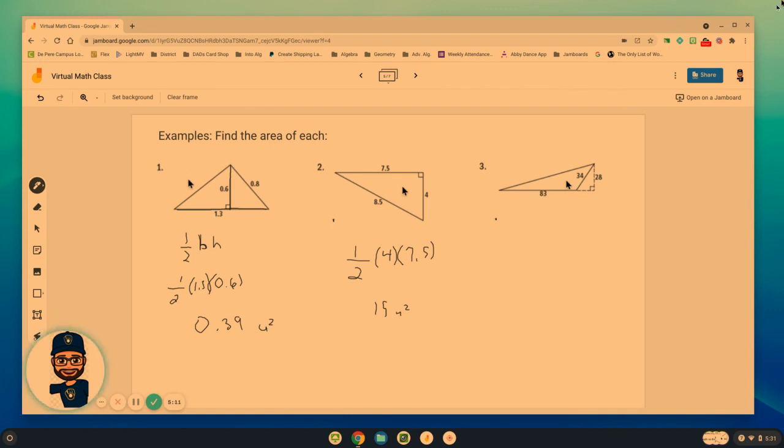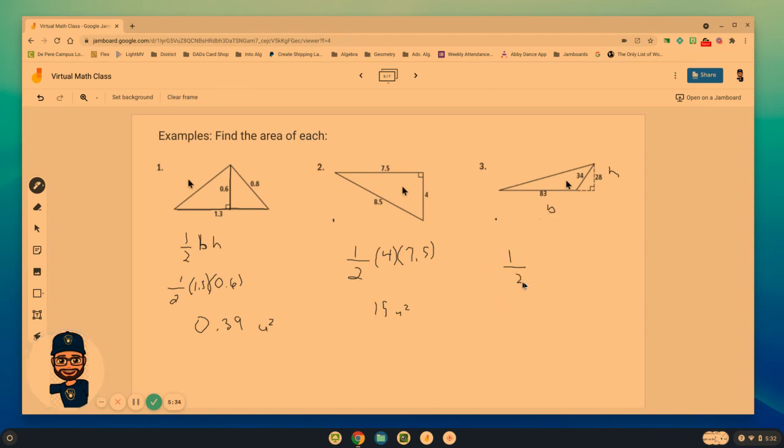And in the last one, notice again, we've got three different measurements. I've got from this point to this point on the triangle is 83. That slant is 34. And this out here is 28. Well, remember, we're looking for where they meet at a perpendicular. So this is my height, and this is my base.